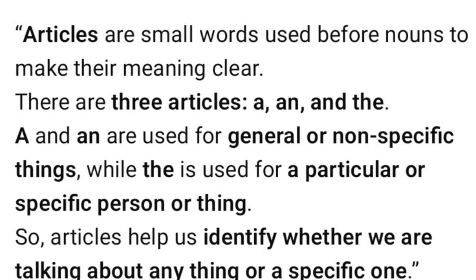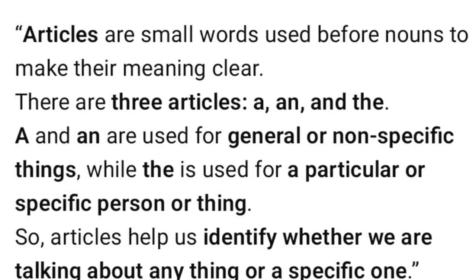Now, articles are small words used before nouns to make their meaning clear. There are three kinds of articles: a, an, and the. So a and an are used for general or non-specific things, while the is used for a particular or specific person or thing. So when we talk about any normal thing, any general thing, we use a or an, and for any special thing we use the.